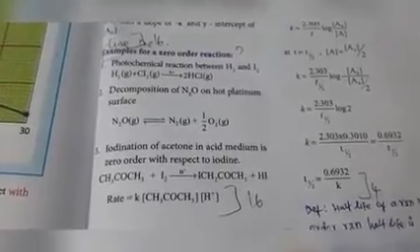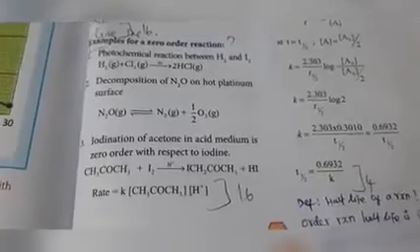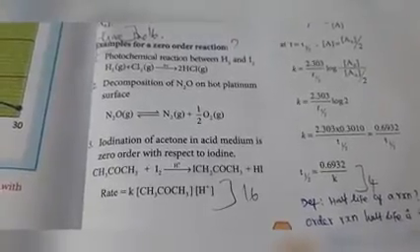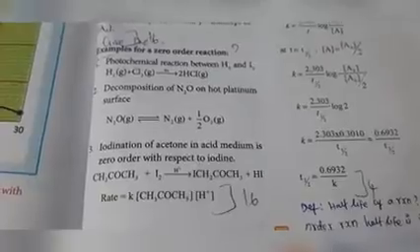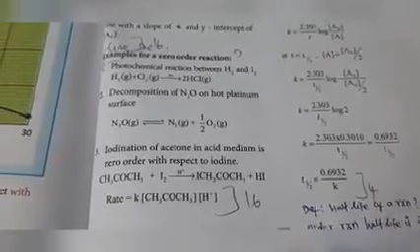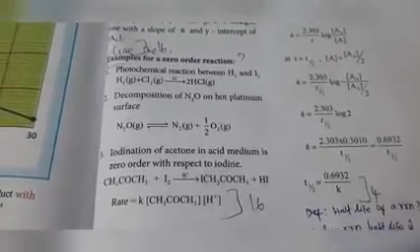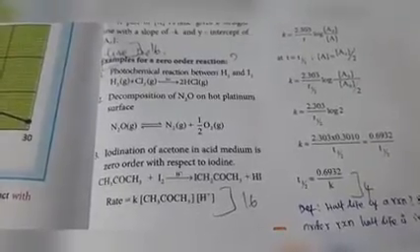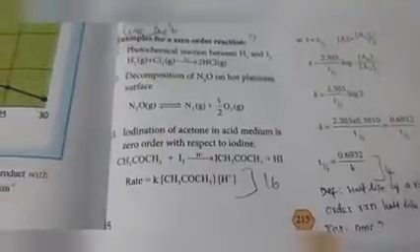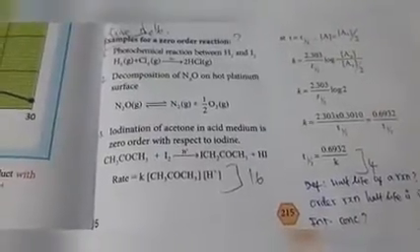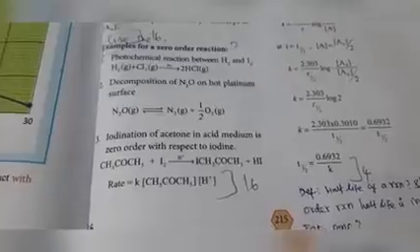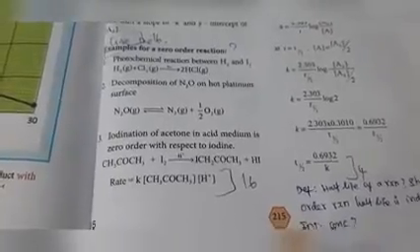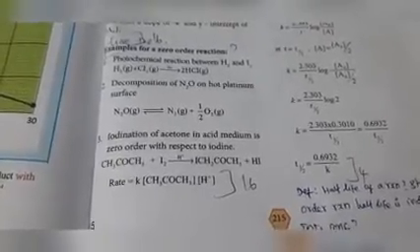For a zero order reaction, 3 examples are given. First example: H2 reacts with Cl2 to give HCl. Photochemical reaction between H2 and Cl2. It is wrongly given as I2 in the book. So, what do you mean by zero order?